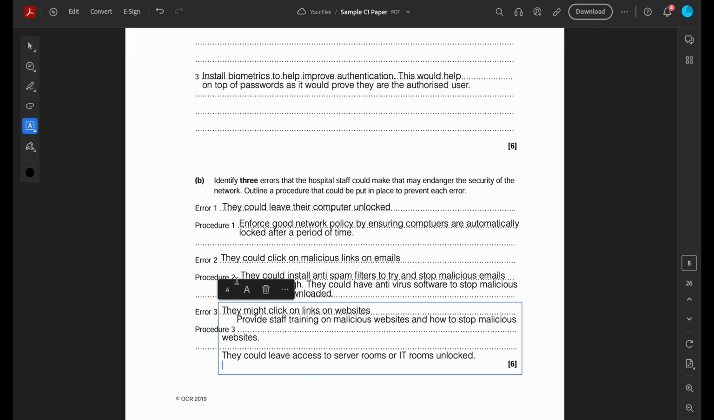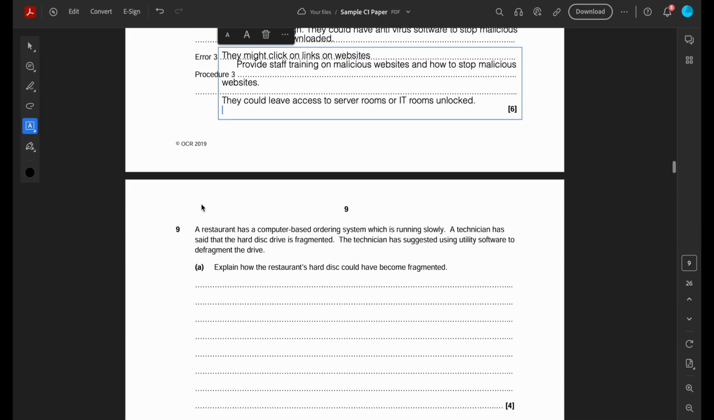But there's lots and lots of things that staff could do. And for each one, we just need to give one thing the staff could do and try and follow it up as best as possible.